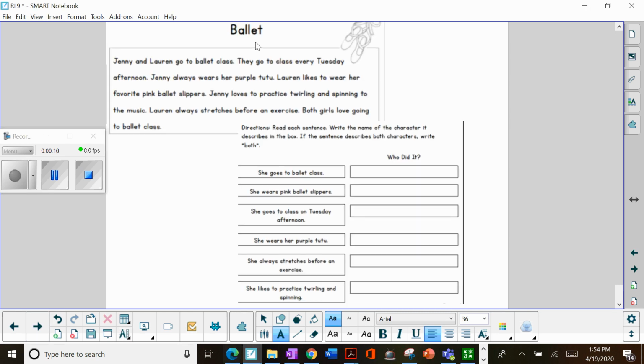This passage is called Ballet. It's about Jenny and Lauren. Jenny and Lauren go to ballet class. They go to class every Tuesday afternoon. Jenny always wears her purple tutu. Lauren likes to wear her favorite pink ballet slippers. Jenny loves to practice twirling and spinning to the music. Lauren always stretches before an exercise. Both girls love going to ballet class.